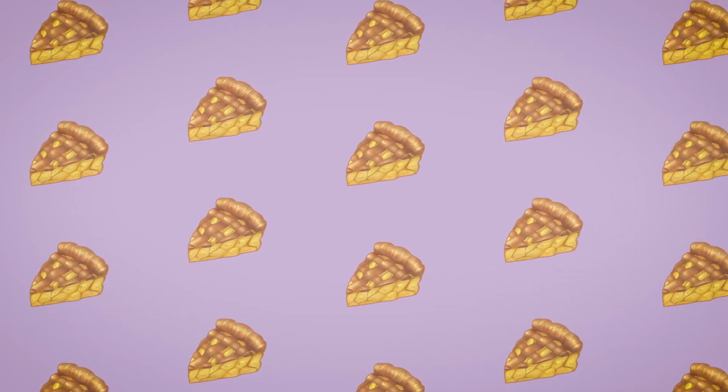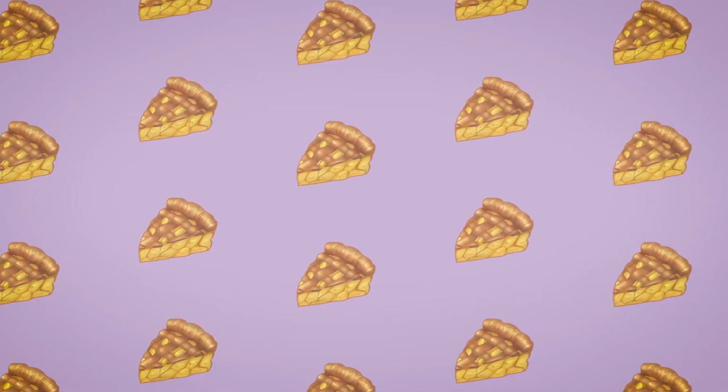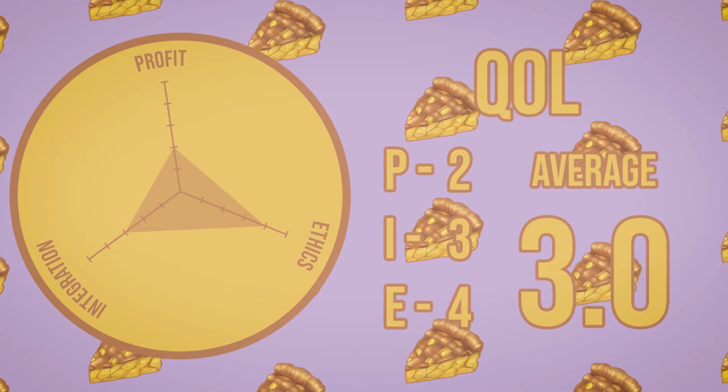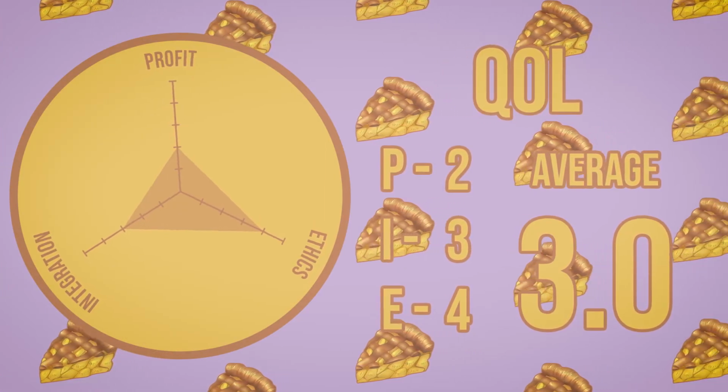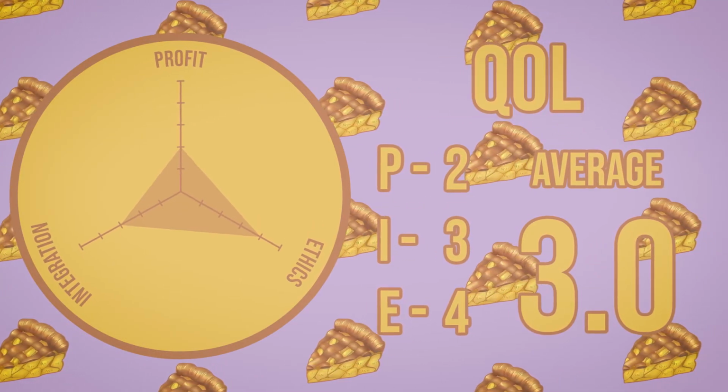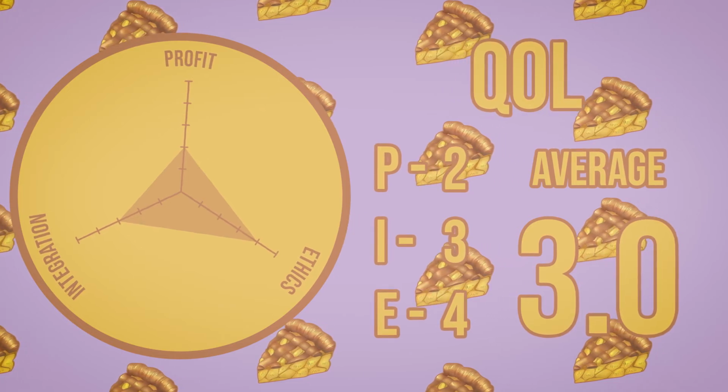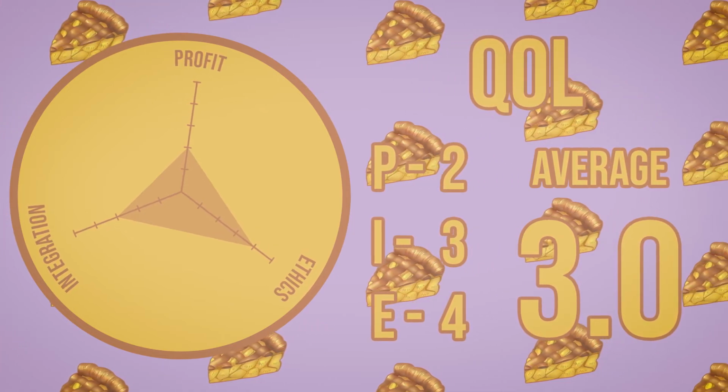The quality of life model receives a 2 in profit, a 3 in integration, and a 4 in ethics, with an average Pi score of 3.0.